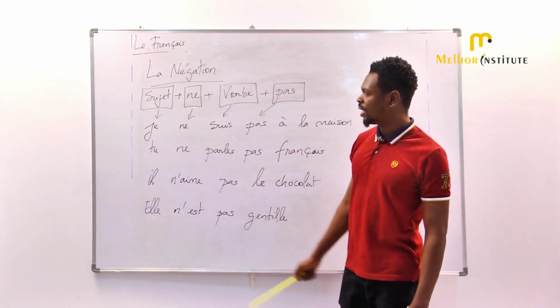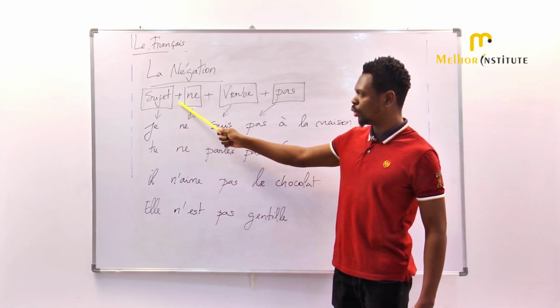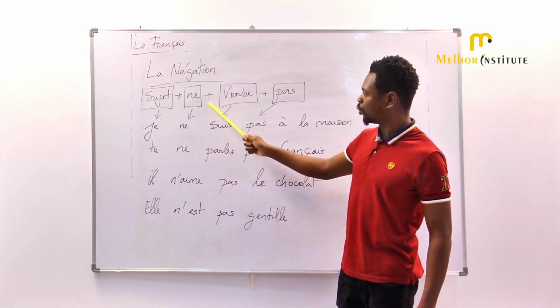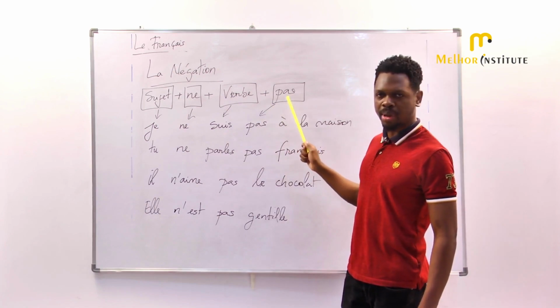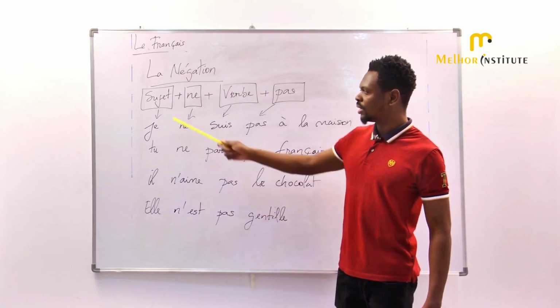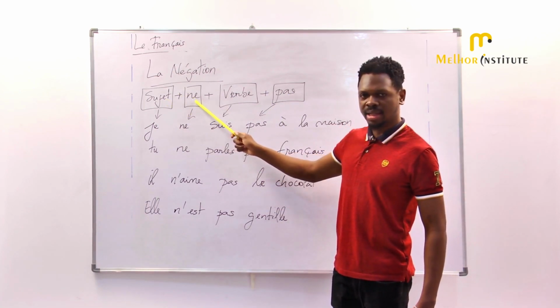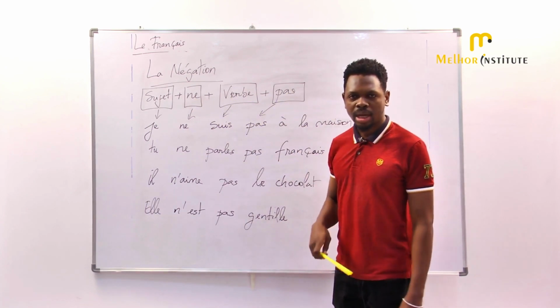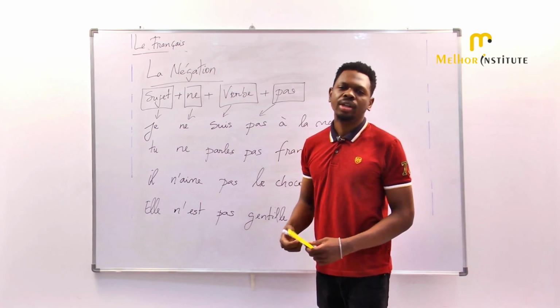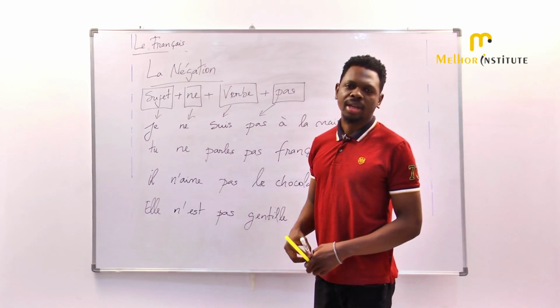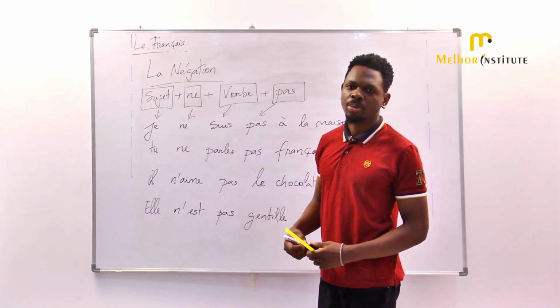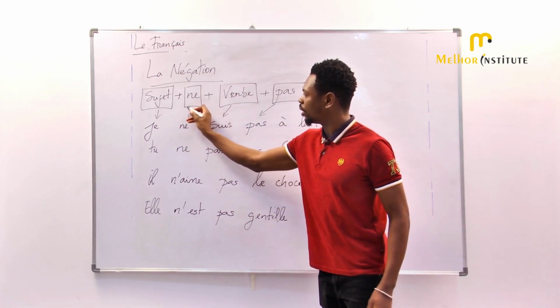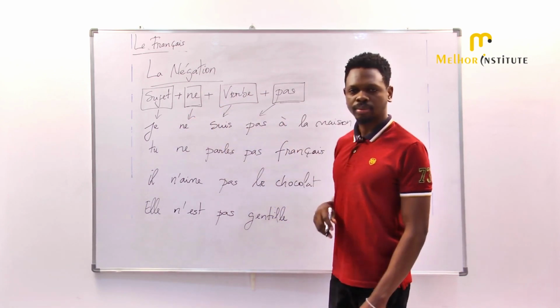The formula says sujet plus ne plus verbe plus pas. Means what? Subject plus ne plus verb plus pas. Now, to turn a sentence to a negative sentence, in this moment we need these particles, ne and pas.